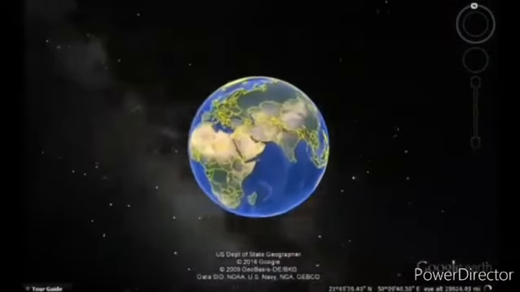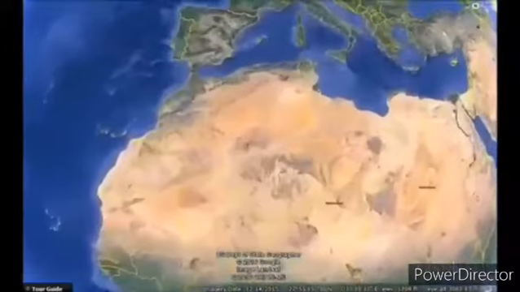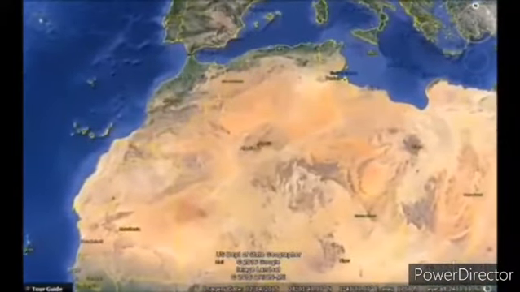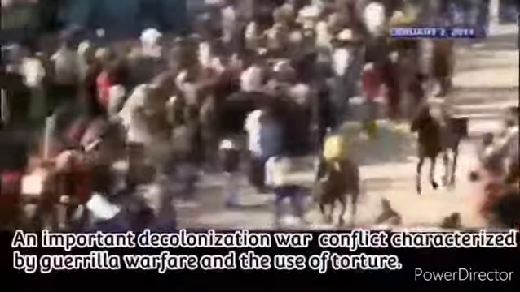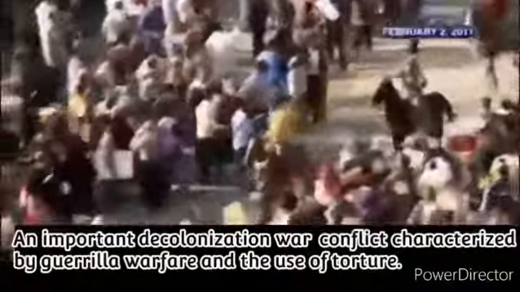Algeria is located on the northern part of Africa, where the Algerian Revolution started, which is the Algerian Revolution of 1954 to 1962, also known as the Algerian War of Independence and sometimes called the War of November 1 in Algeria. An important decolonization war conflict characterized by guerrilla warfare and the use of torture.